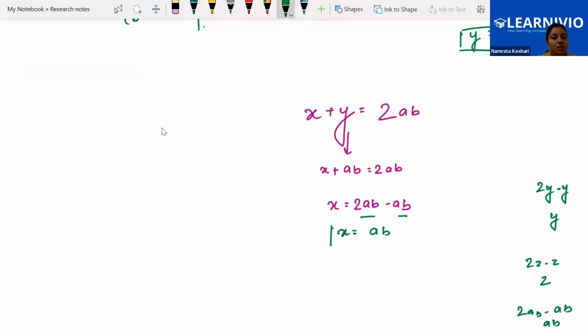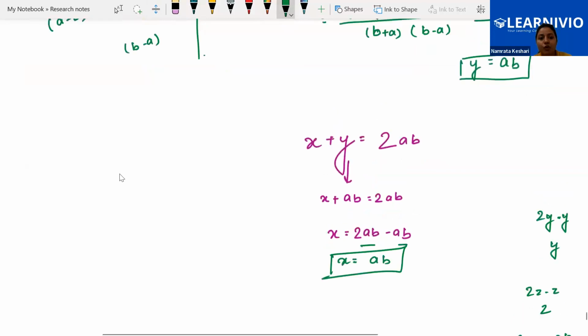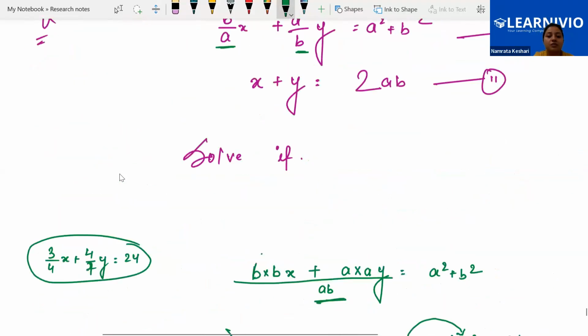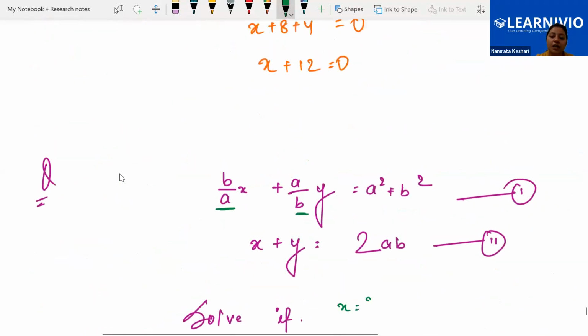Our x value is AB. Our y value is AB. What were we supposed to do in this question? We were supposed to find the x value and y value. We got it: AB, AB. Is it clear to both of you? Yes, ma'am.